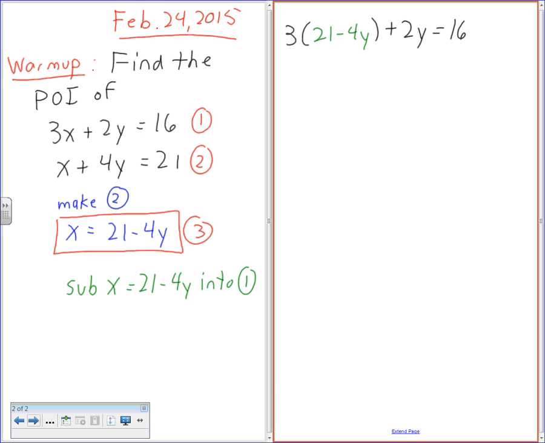Okay. Can I get another volunteer, please, to help me solve for x, please? Jenna, go ahead. We use the distributive property. Yeah, go ahead. It is 63 minus 12y plus 2y equals 16. Okay. Why am I happy with this equation now? Molly, go ahead. There's only one variable. I can actually solve for y. Okay, and there's no fractions, which is another pleasant bonus there.